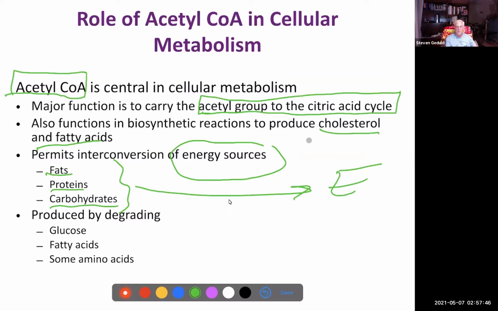Okay. It produces energy by degrading glucose, so it breaks glucose down through glycolysis into pyruvate. Pyruvate goes through the citric acid cycle by becoming acetyl coenzyme A. Fatty acids, it's going to break down. Okay, and some amino acids, it's going to break down.